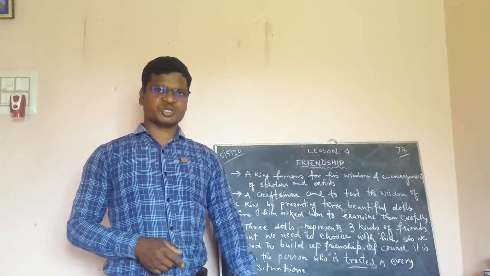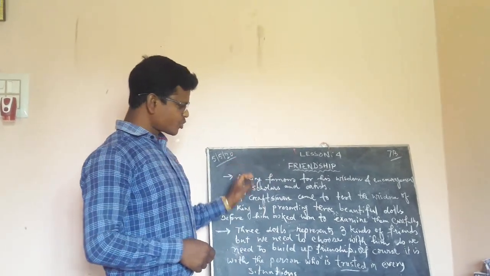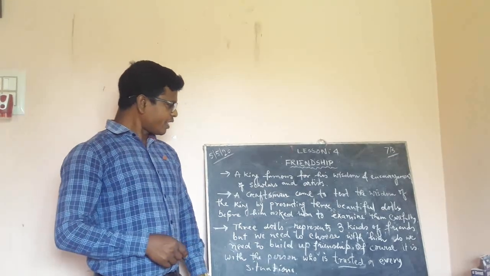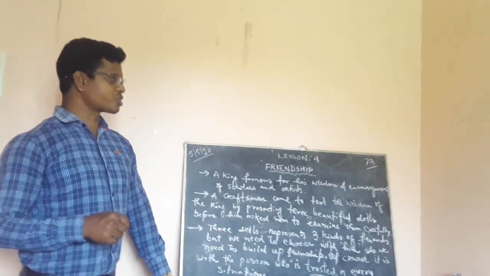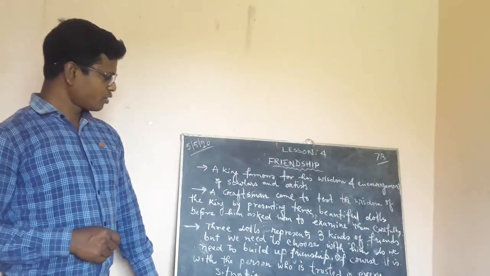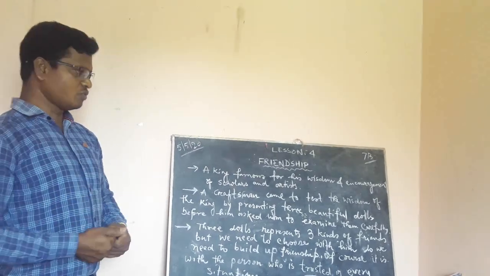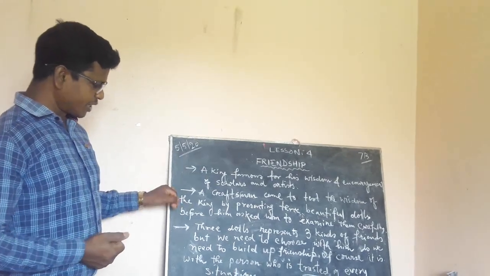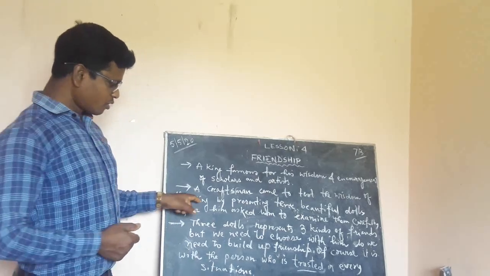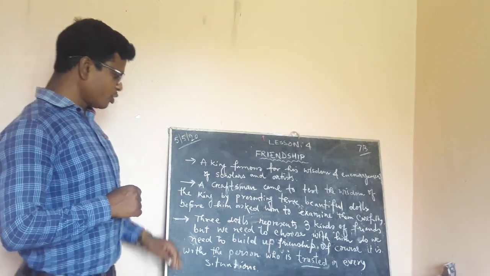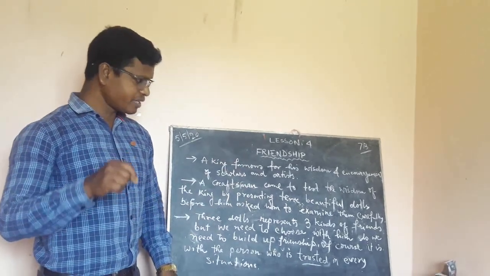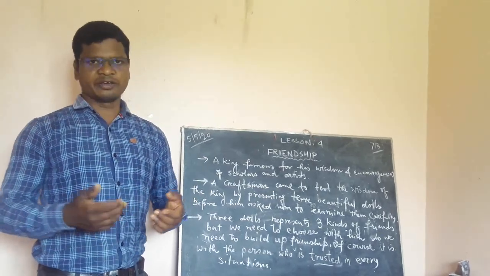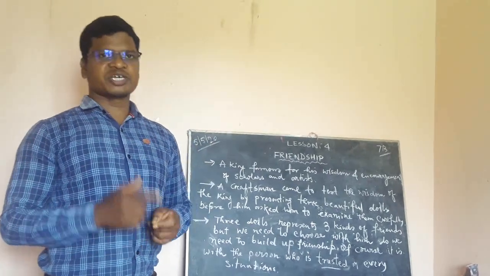Before we move on to the text in the book, I would like to discuss some points which I have written. Though it is the same thing which I have told you, let us see once from here. There was a king, famous for his wisdom and encouragement of scholars and artists. So a king who is famous for his wisdom and encouraged whom? Others. Others means here the scholars as well as the artists. And then a craftsman came to test the wisdom of the king by presenting 3 beautiful dolls before him and asked him to examine them carefully. And here we will see, soon after that, the craftsman asks the king to examine the 3 beautiful dolls that he has brought.